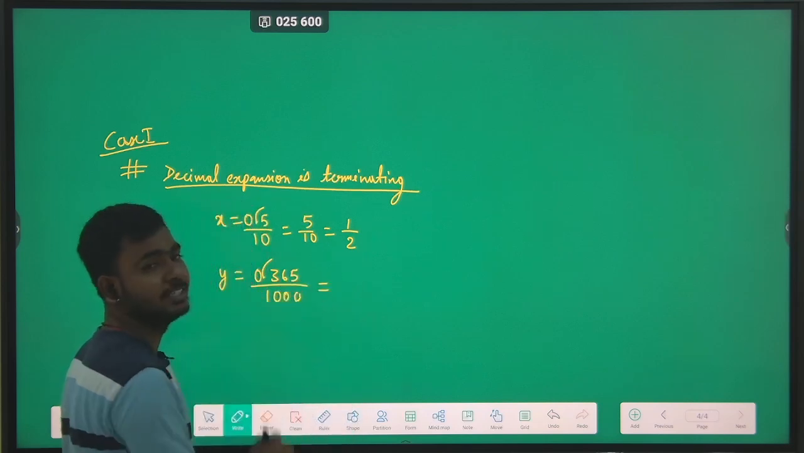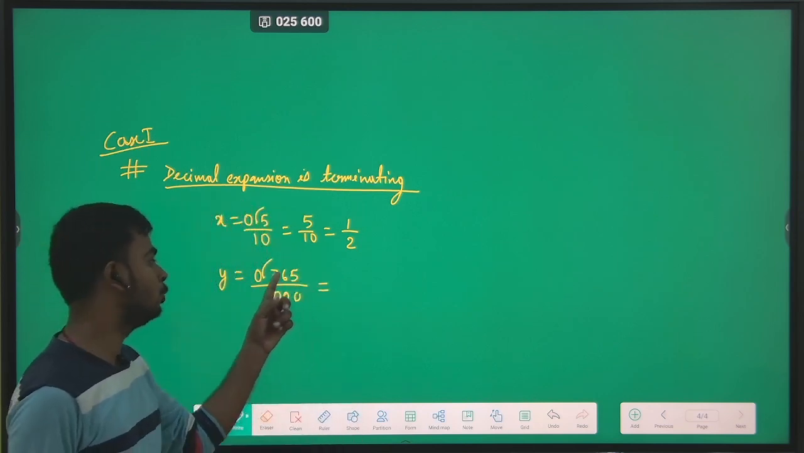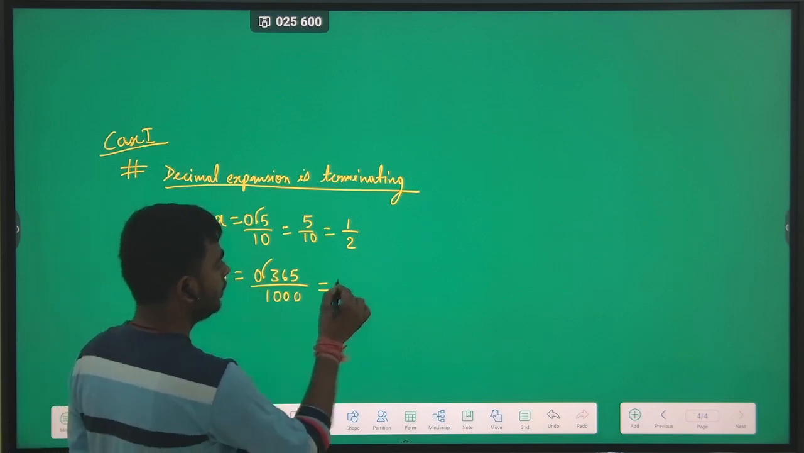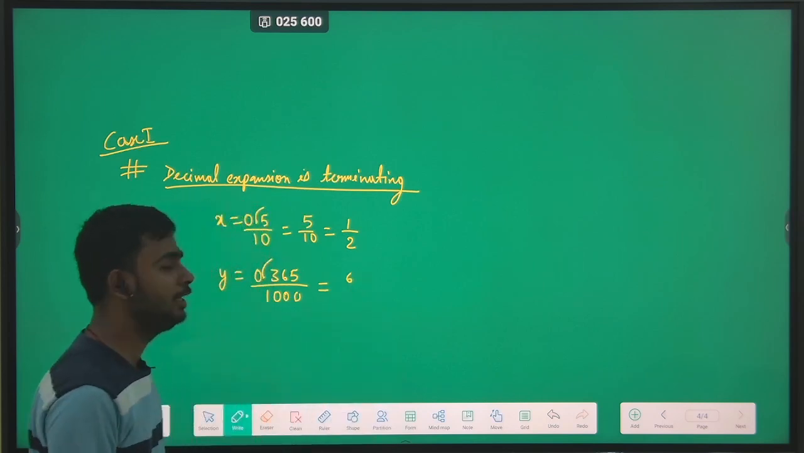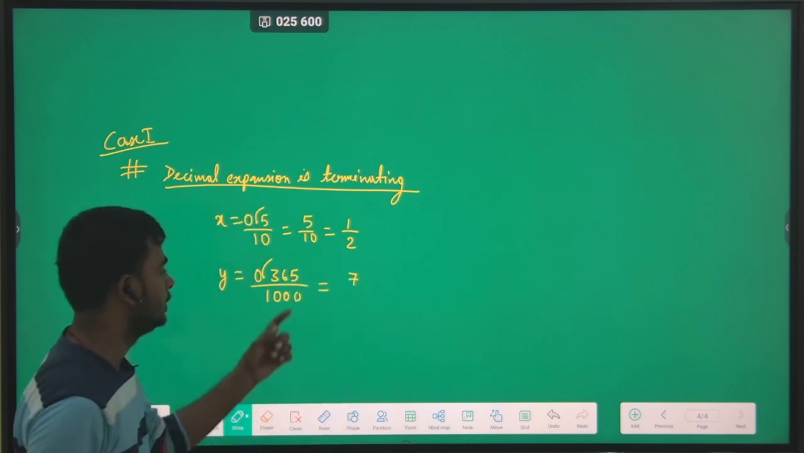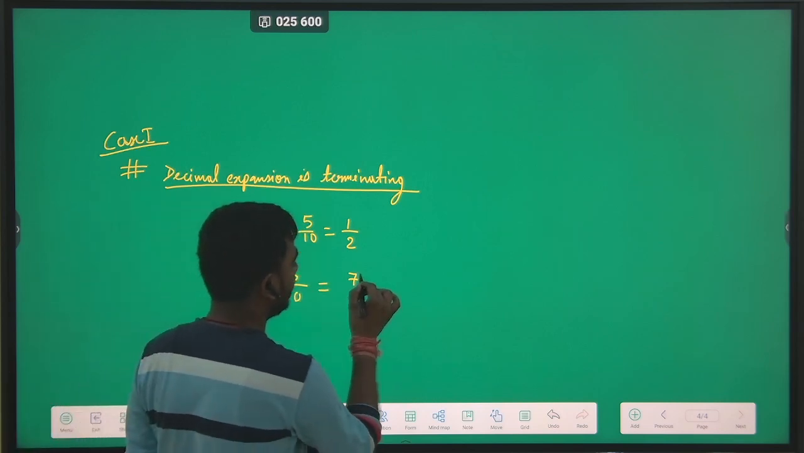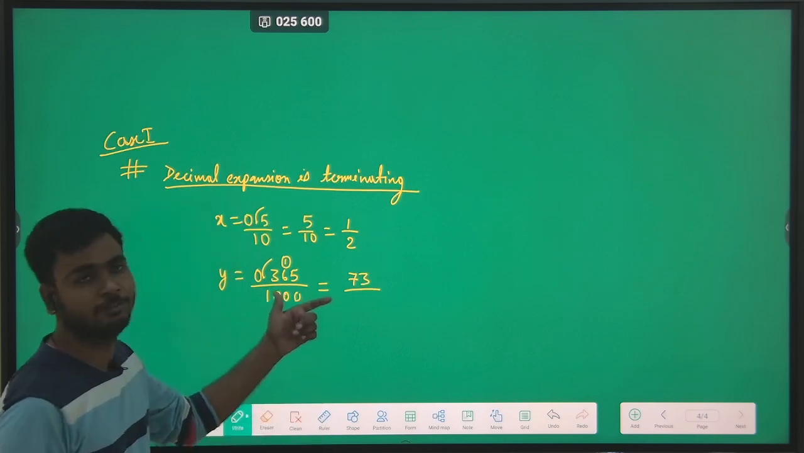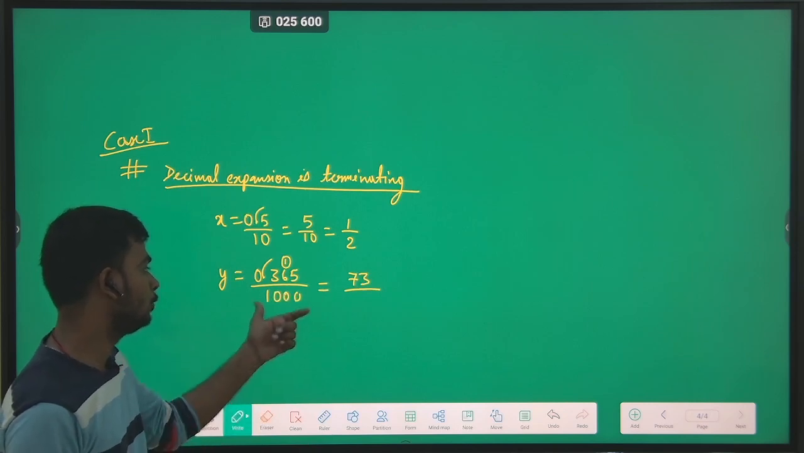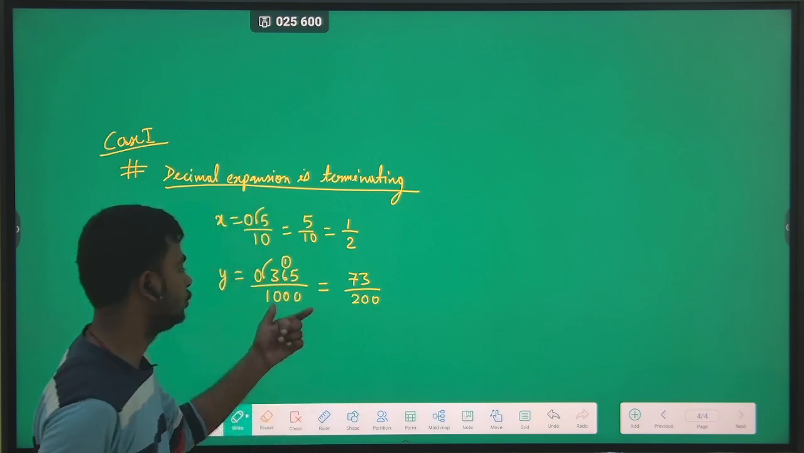We know that these two numbers, 365 and 1000, are both divisible by 5, so we will try to divide them by 5. 365 when divided by 5 will give 73. Also 1000 when divided by 5 will give 200.